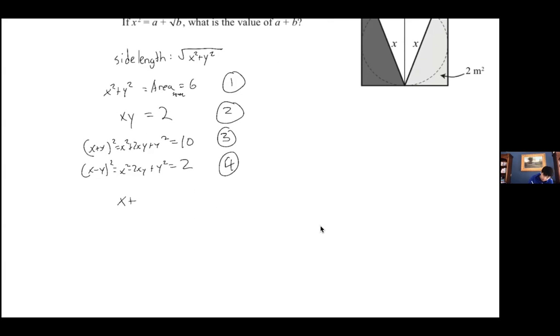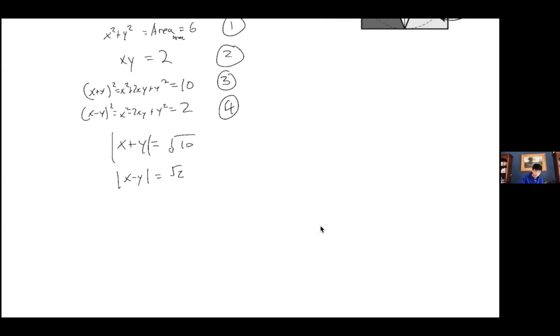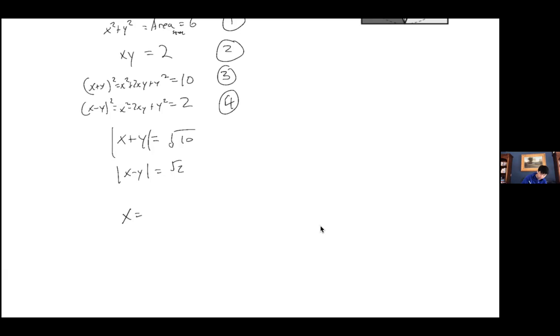That means that x plus y equals square root of 10, and the absolute value of x minus y equals square root of 2. And now we just check some signs. Well, we clearly have that x is greater than y here. So that means that x minus y is positive, and similarly, x plus y should be positive. So that means that x equals x plus y plus x minus y over 2, which equals root 10 plus root 2 over 2.